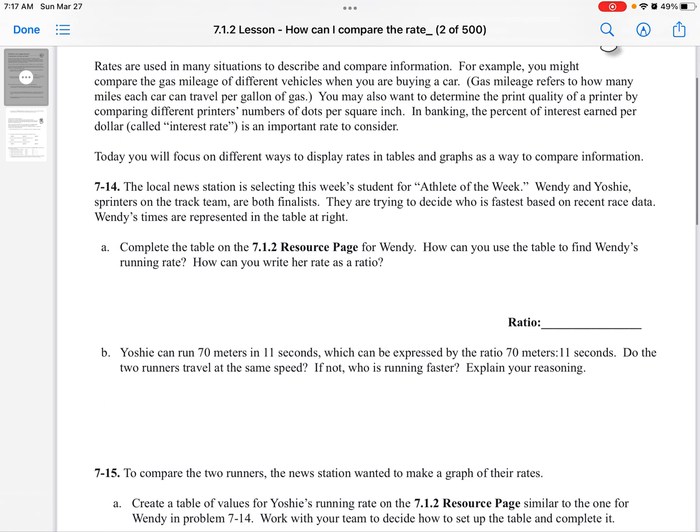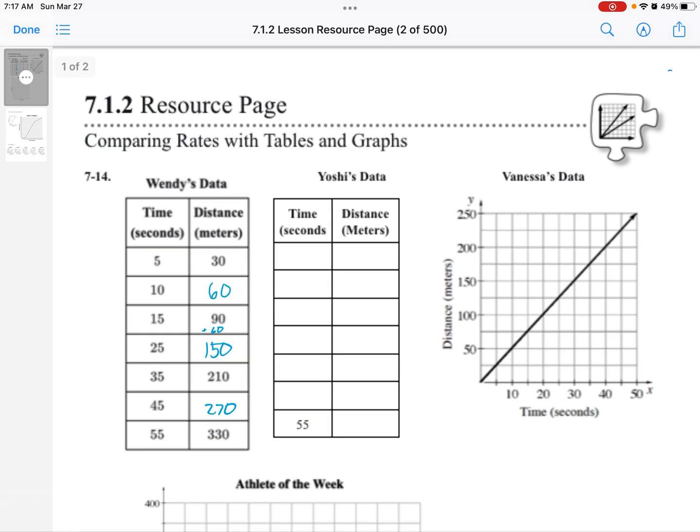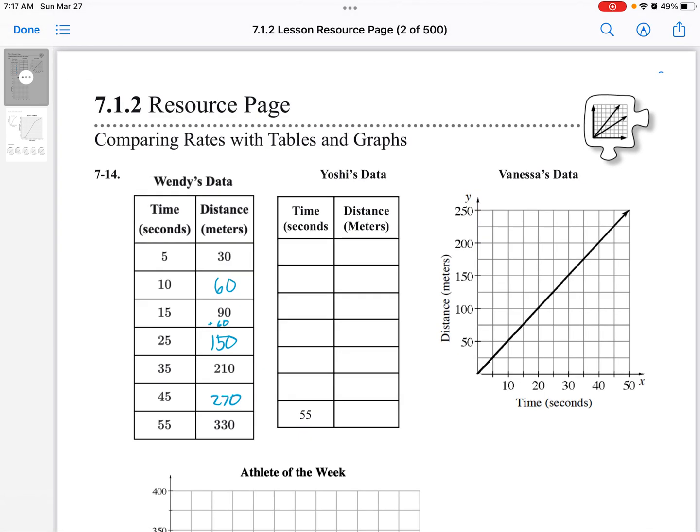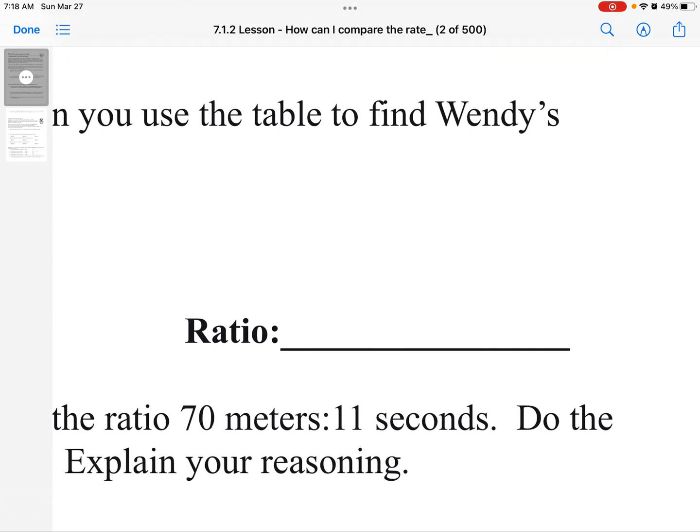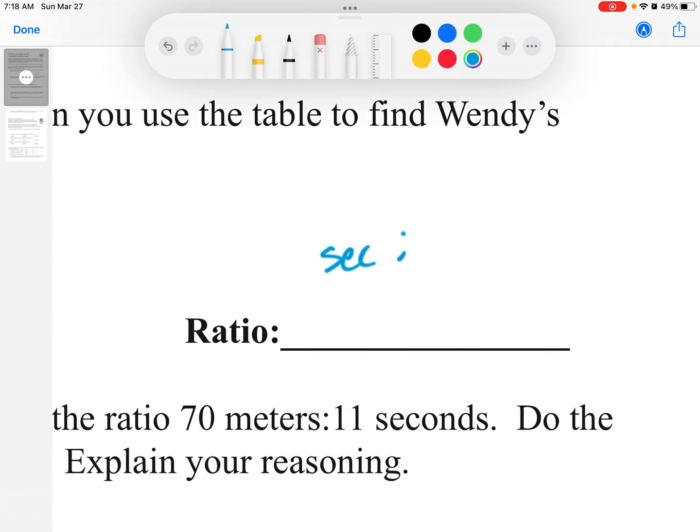How can you use the table to find Wendy's running rate? How can you write her rate as a ratio? Well, let's go back one more time. And I see you could just say, hey, for every 5 seconds she runs 30 meters, right? So a ratio could be seconds to meters. And you could choose any number you want in there. I could choose 5 seconds to 30 meters. You could have chosen the 10 seconds for 60 or whatever it happened to be. Your choice. Okay.